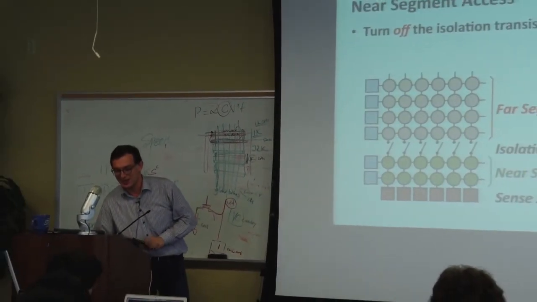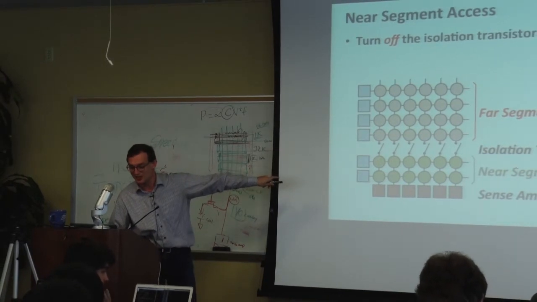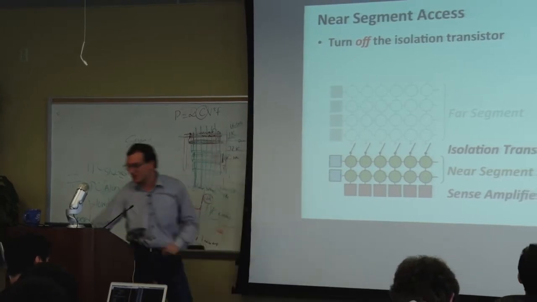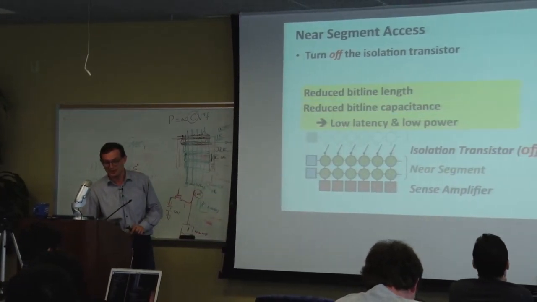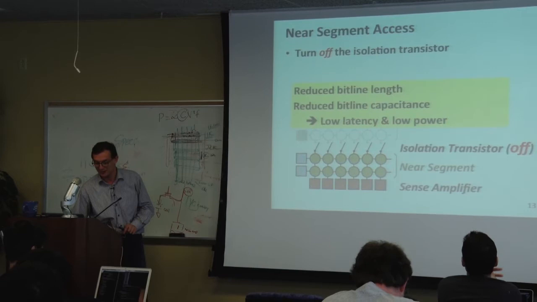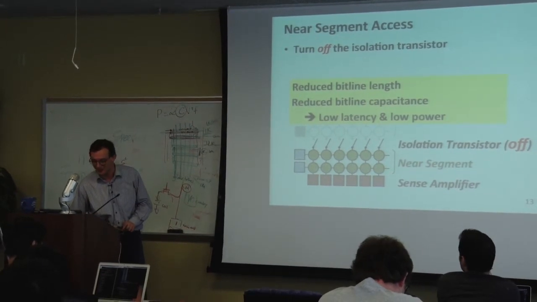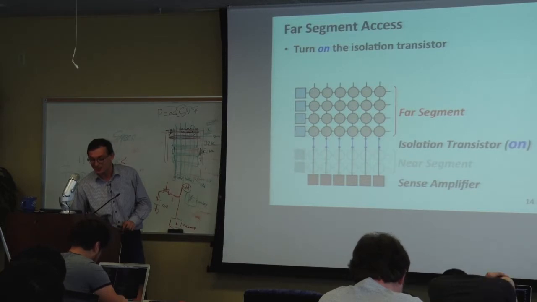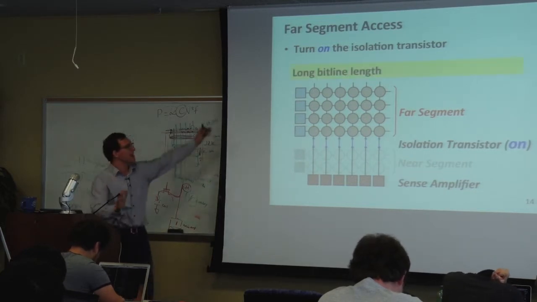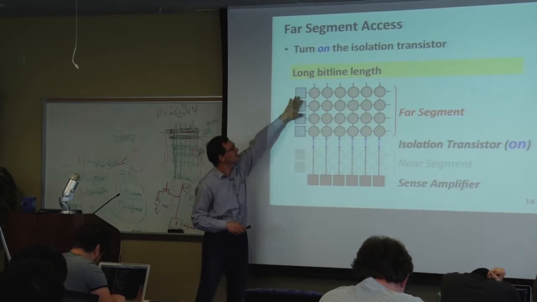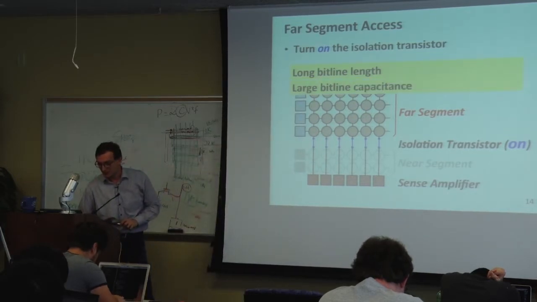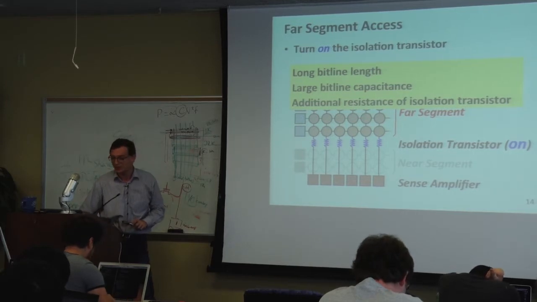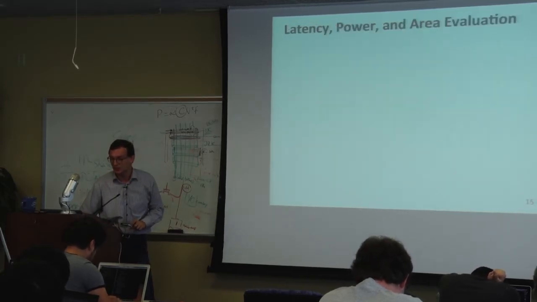That's the idea, basically. If you want to access the near segment, you turn off the isolation transistor. That's what the sense amplifier sees, so it's fast. Reduced bit line length, reduced bit line capacitance. I'm going through this really fast because you've already gone through it, hopefully. If you want to access the far segment, you turn on the isolation transistor. Now you can have large capacity also within the bank. But you get long bit line length, large bit line capacitance, and there's additional resistance of the isolation transistor too. So your latency increases compared to a commodity DRAM.